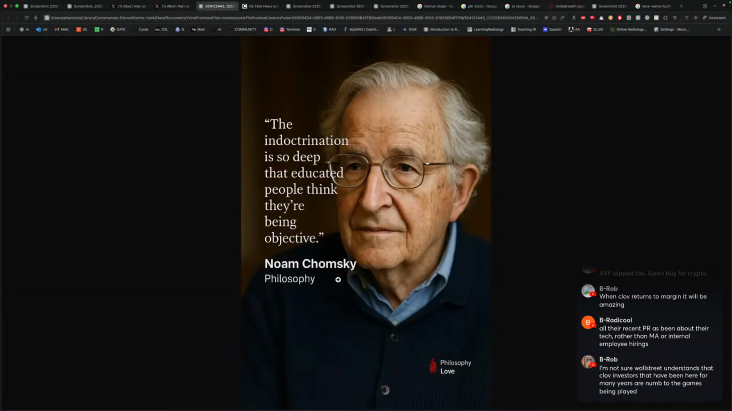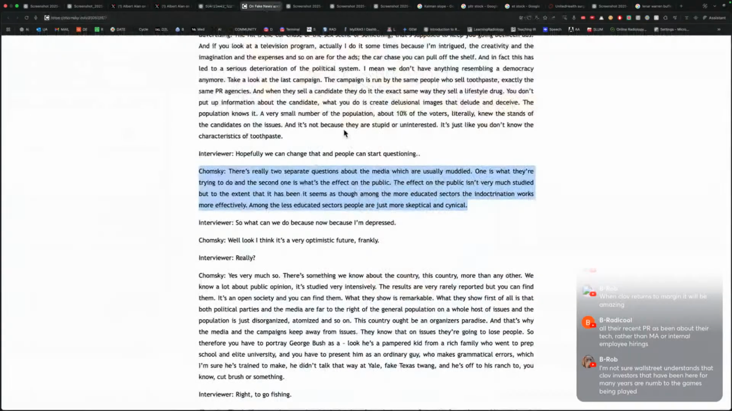Now, Noam Chomsky said, the indoctrination is so deep that educated people think they're being objective. So what does objective mean? To define that, you have to define the difference between subjective and objective. Subjective is your opinion. Objective is like data. And what Chomsky's saying is, people that are the most indoctrinated are the ones that are the most educated. And if you think this is fake, well, this is a transcript of him talking about that. So let's go ahead and read this.